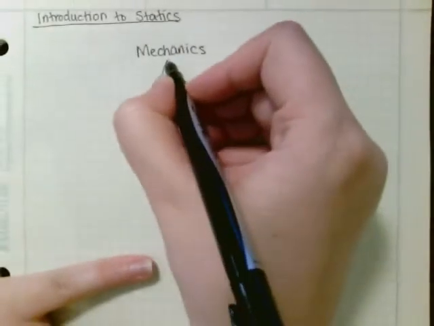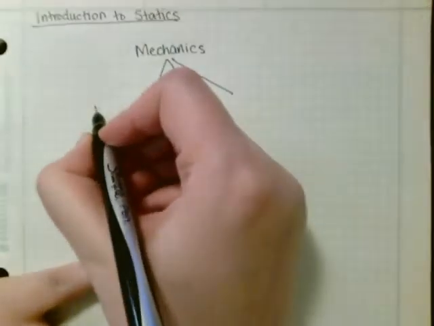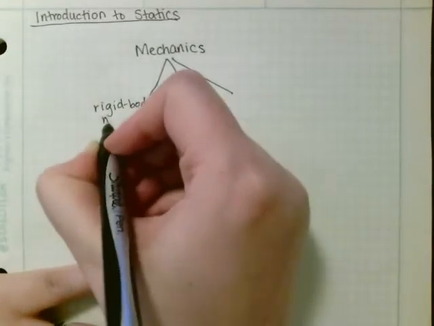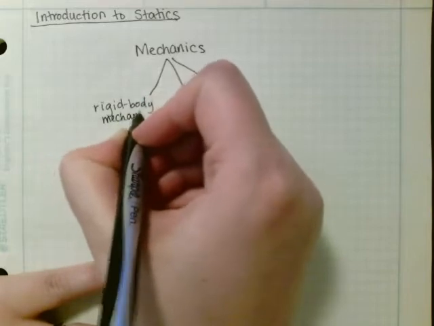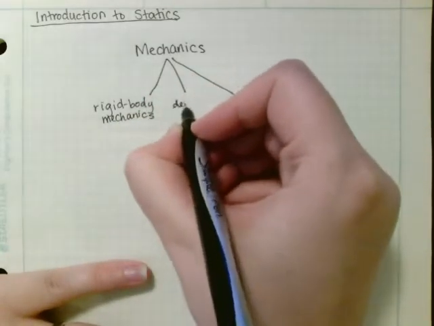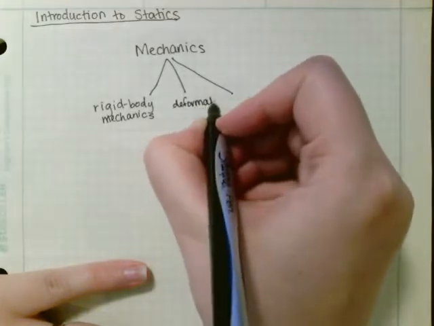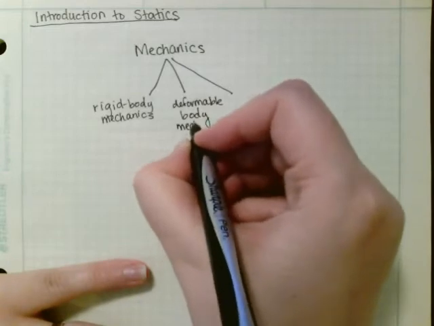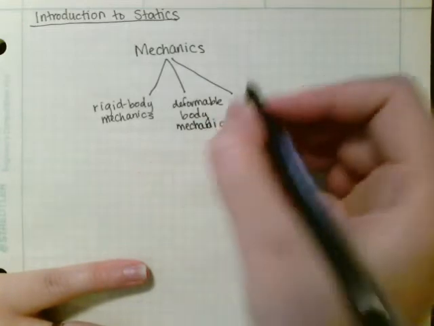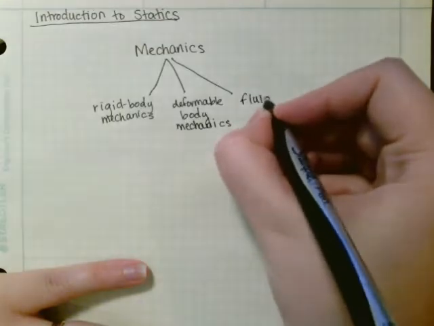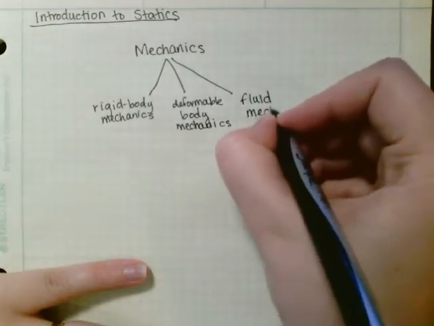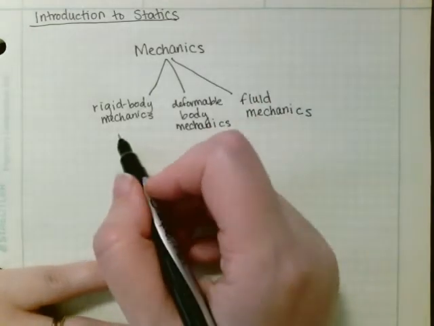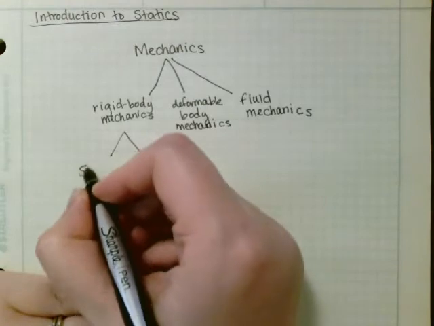So statics is a branch of mechanics, and mechanics is then divided into three sections: rigid body mechanics, deformable body mechanics, and fluid mechanics. So out of rigid body, we have both statics and dynamics.